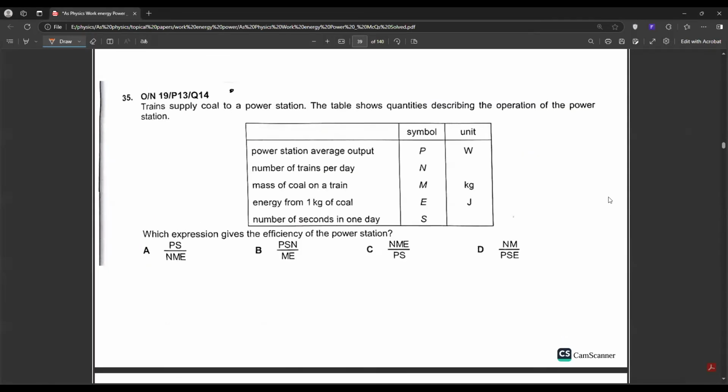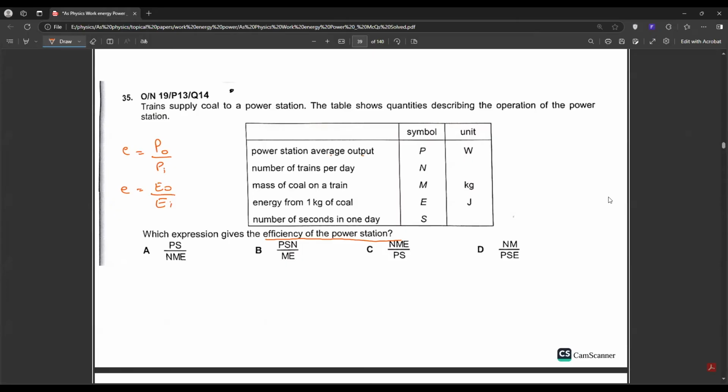Perfect. A train supplies coal to a power station. The table shows quantities describing the operation of the power station. Which expression gives the efficiency of the power station? We have to calculate efficiency. Efficiency is either power output over power input, or energy output over energy input. Let's see.